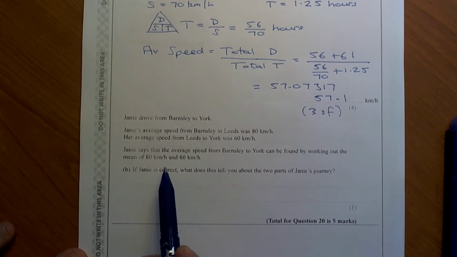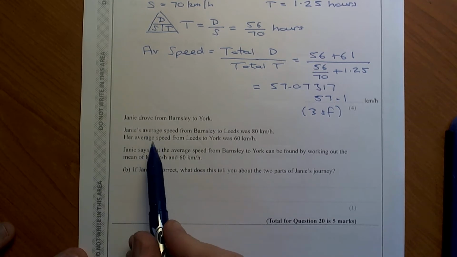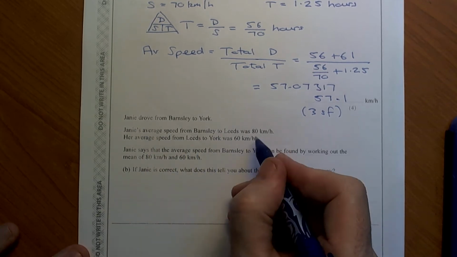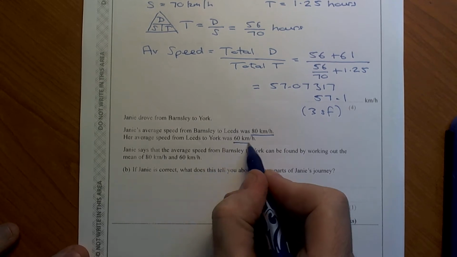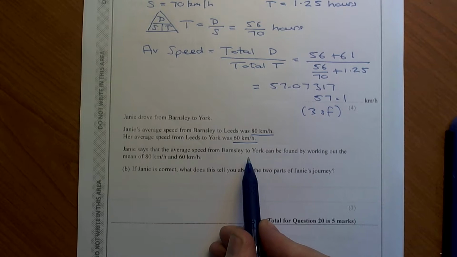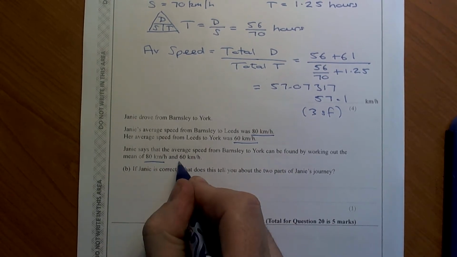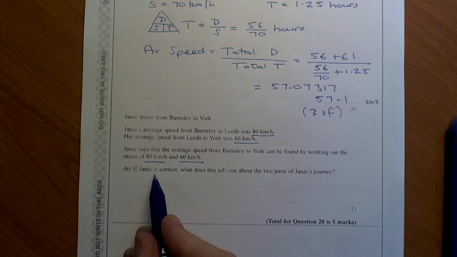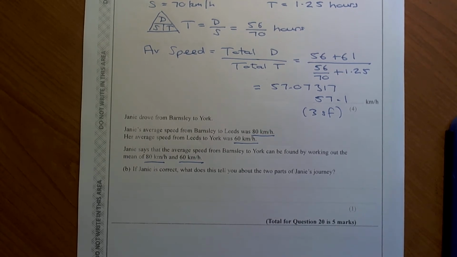Now the second part of the question says Janie drove from Barnsley to York. Her speed from Barnsley to Leeds was 80 kilometres per hour, and from Leeds to York was 60 kilometres per hour. Janie says that the average speed from Barnsley to York can be found by working out the mean of 80 and 60. If Janie is correct, what does this tell you about the 2 parts of Janie's journey? Well, it can only be 2 things.